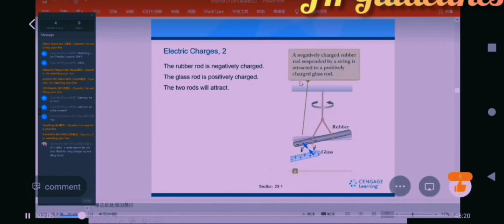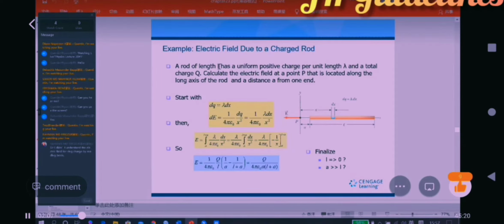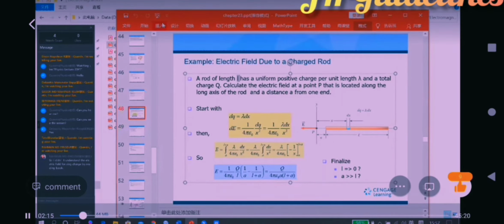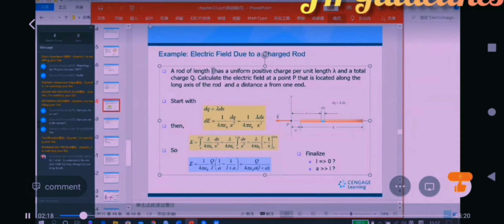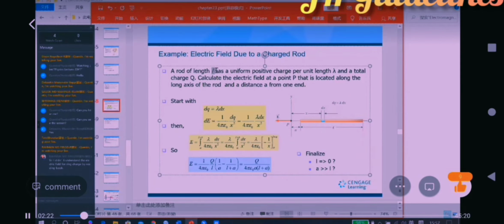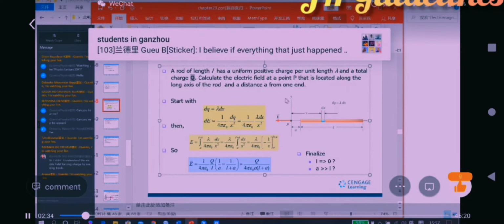Okay, this is a typical problem in electricity and magnetism, that usually we have this kind of problem. If we want to solve this kind of problem, what should we do? Let me repeat the question again.